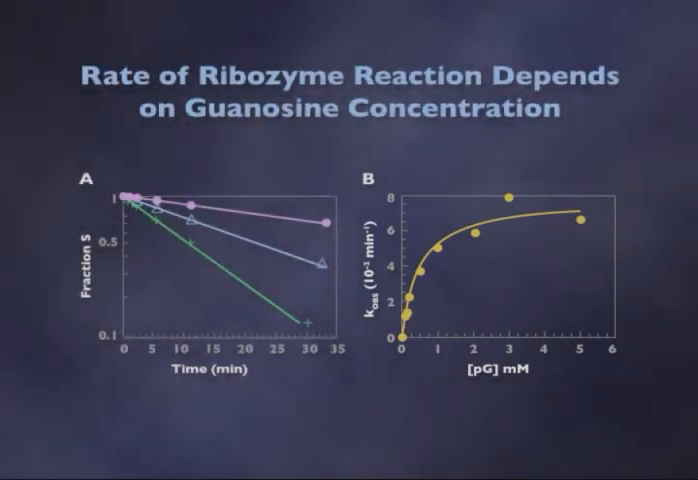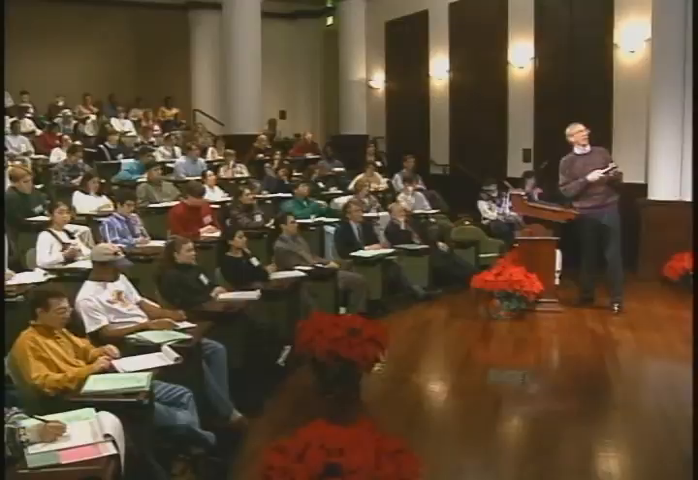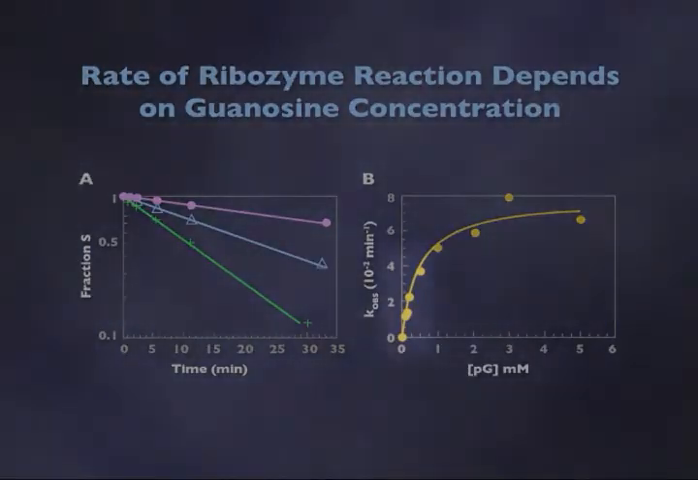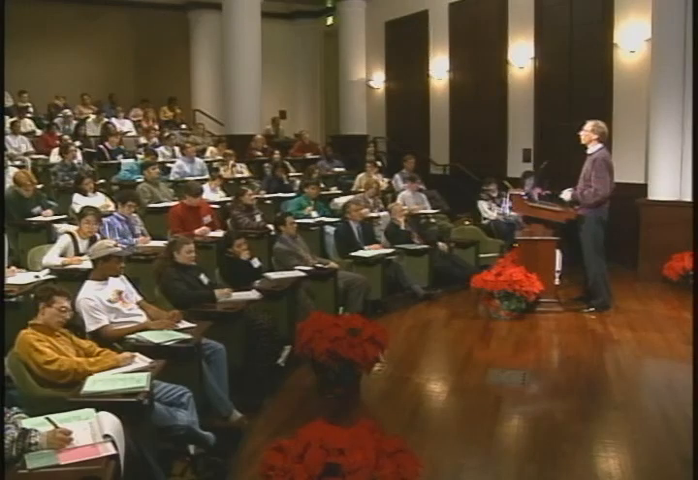And this shows a behavior which is very similar to what a protein enzyme would show. Namely, at low concentrations, the rate increases proportionally to the guanosine concentration. But then you come to a point where the rate is constant. You get to a maximum velocity, in this case, about 8 times 10 to the minus 2 per minute, which no matter how much guanosine you put in, you don't exceed that limiting or maximum velocity.